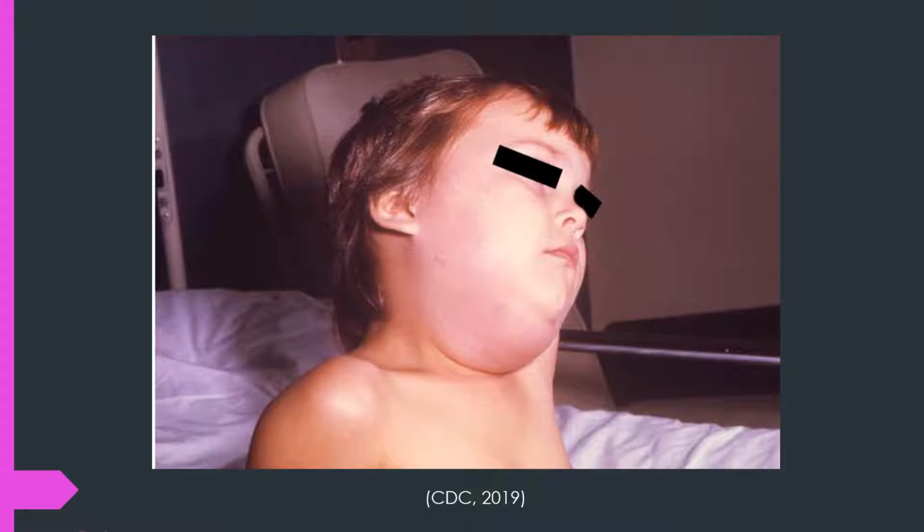So I did just want to include a picture so you can see all the swelling on this child.